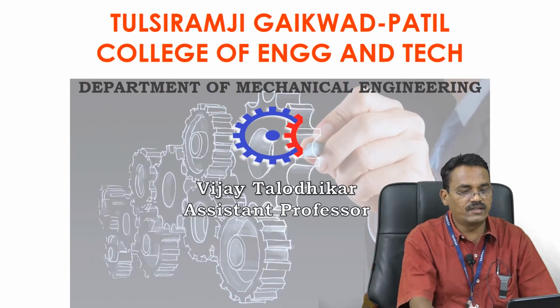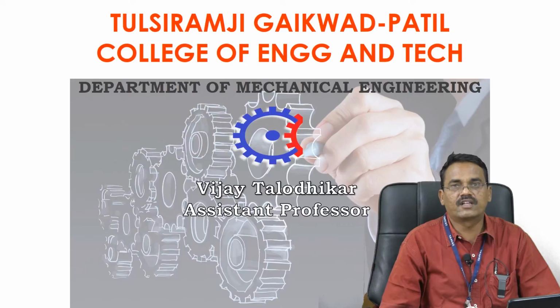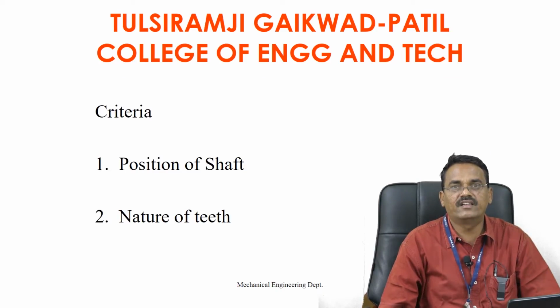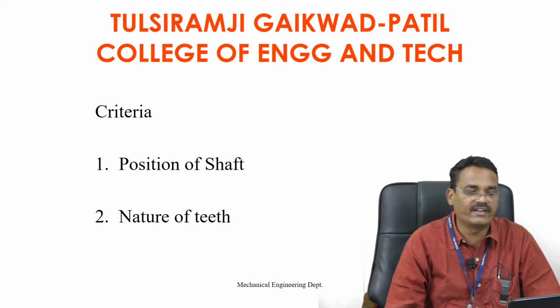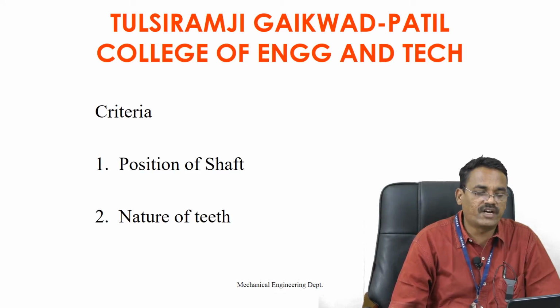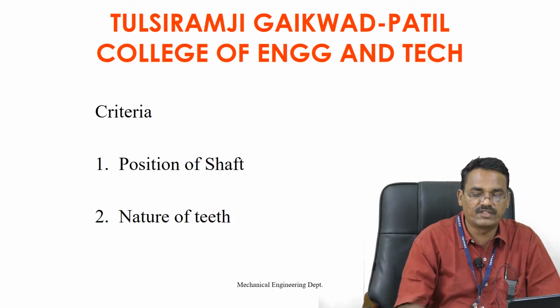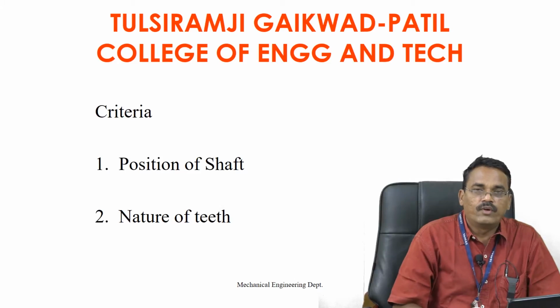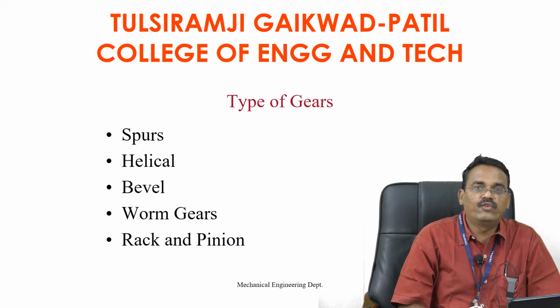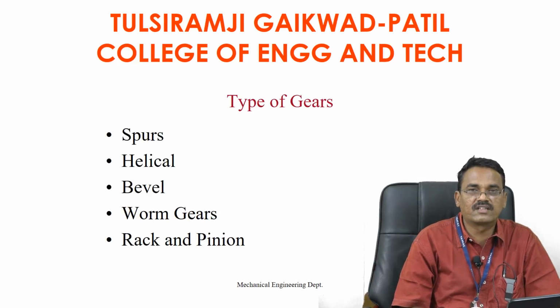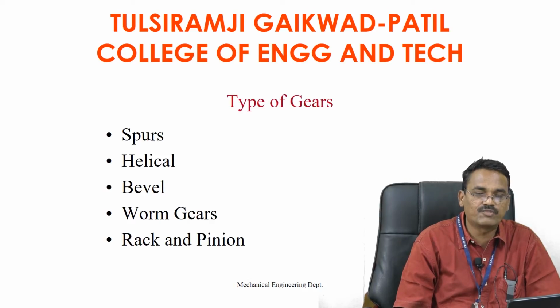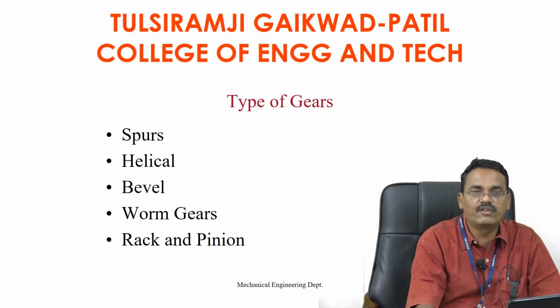Today we will discuss a very important topic regarding the classification of the gear. Basically, gears are classified based on two criteria. The first one is the position of the shaft and the second one is the nature of the shaft. Based on these two criteria, you will have different types of gears, just like what is visible on your screen: a spur gear, helical gear, bevel gear, worm gear, and the last one is the rack and pinion gear. Now let us see them one by one.